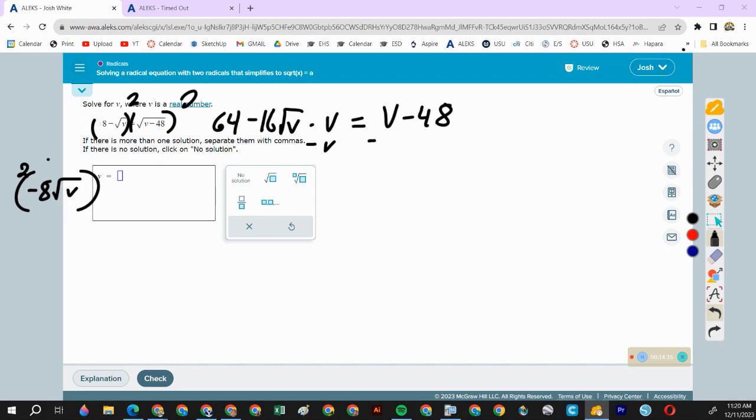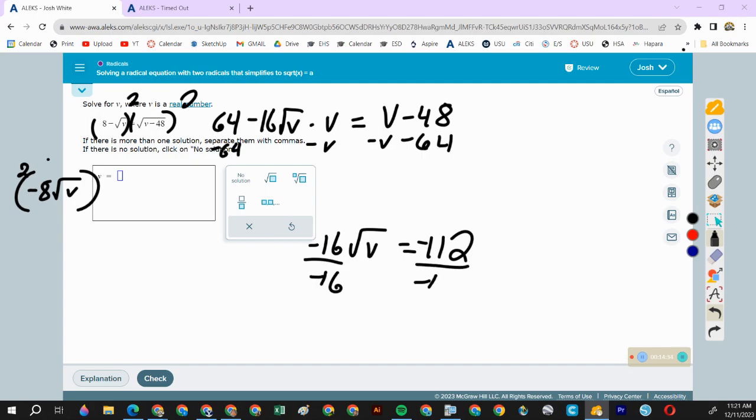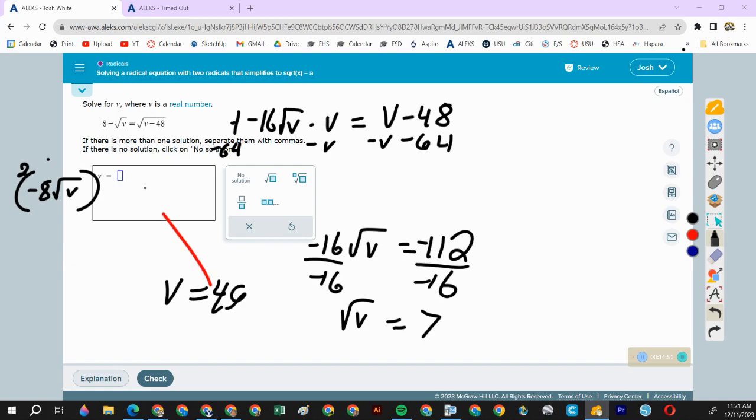Okay, so we subtract v, subtract 64. Negative 16 root v equals, what is that? 112? Negative 112. Divide by negative 16, root v equals 7. So v equals 49, and then we double check. Is that going to be okay? Well, if I plug 49 in there, what is the left side? 1. 8 minus 7. Can a square root equal positive 1? Yes. So that's good.